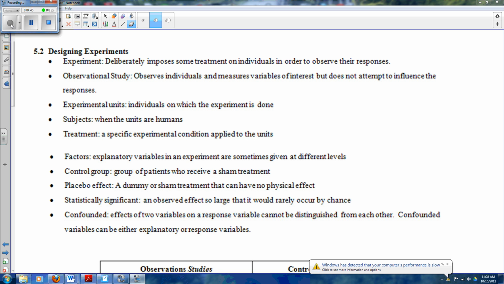And then confounded. This is effects of 2 variables on a response variable cannot be distinguished from each other. Confounded variables can be either explanatory or response variables. And we'll look at this in a second. At the bottom of the page, there's a couple examples between confounded and lurking variables. And that's one thing that we are going to have to be able to tell the difference between. And so we'll talk about that again in just a minute.